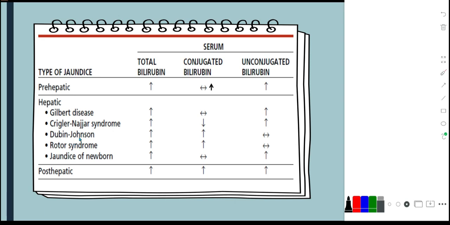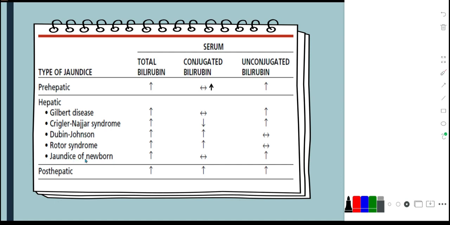As for Dubin-Johnson and Rotor syndrome, the problem here is with the secretion of your conjugated bilirubin. So, in these two diseases, there's no problem with B1 uptake and at the same time, normal man ang pag-conjugate sang liver, pero hindi siya mapagwa sang imo nga liver since again, yung problem is with the secretion function. So that's why for Dubin-Johnson and Rotor syndrome, the unconjugated bilirubin level will be normal but increased yung conjugated bilirubin level.